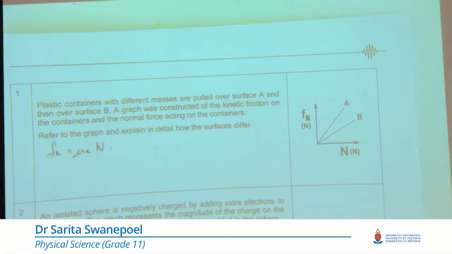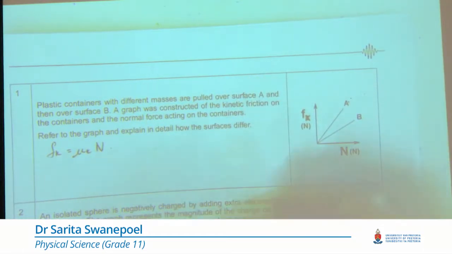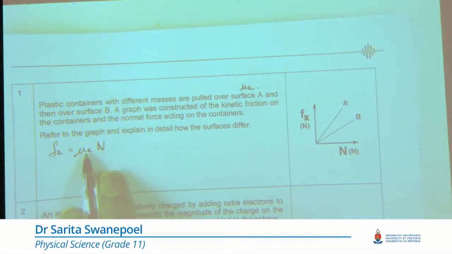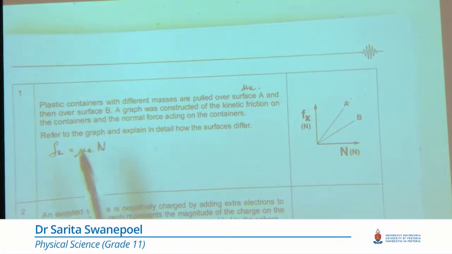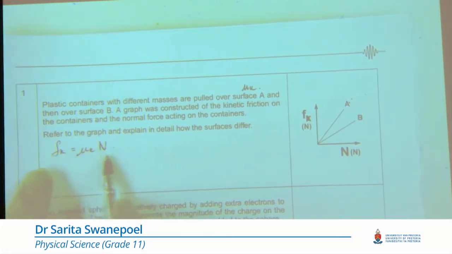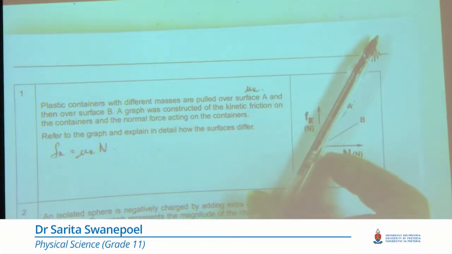And they draw one graph for A, right? So that is one surface. And obviously if it's got one surface, surface A has got a mu k of its own, right? So mu k all over surface A, mu k will be the same constant. As you draw it along, it's the same, right? But now they take things with different masses, so they've got different n. What is the relationship between kinetic friction and normal force? Directly proportional, right? So it makes sense that it's a straight line, right?